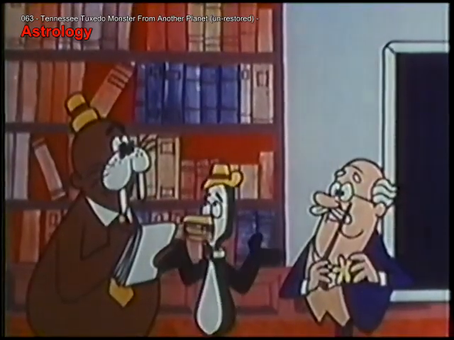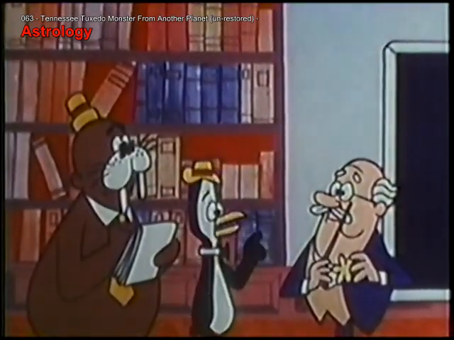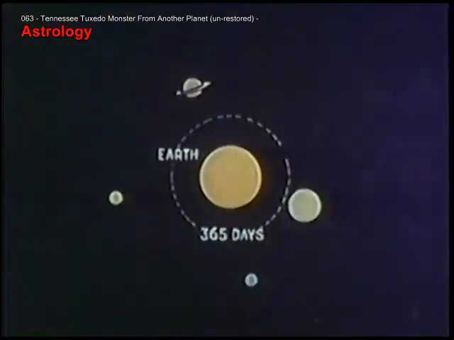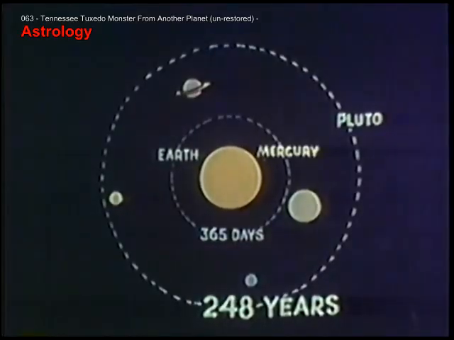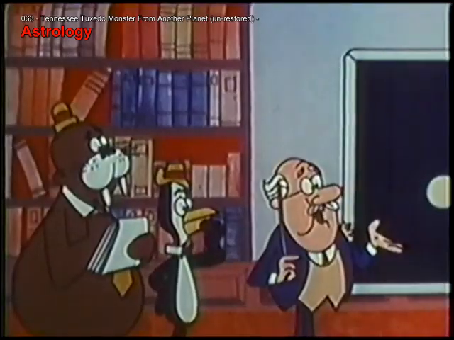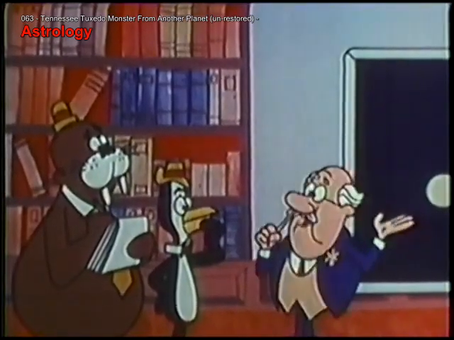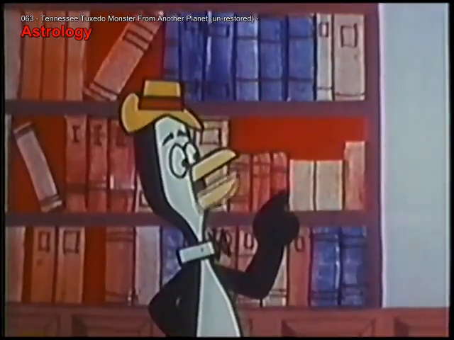It takes the Earth 365 days to go around the sun. That's right. But it takes Pluto 248 of our years to go around the sun, while it takes Mercury only 88 days. And the other planets require varying amounts. Very interesting, Mr. Whoopi.